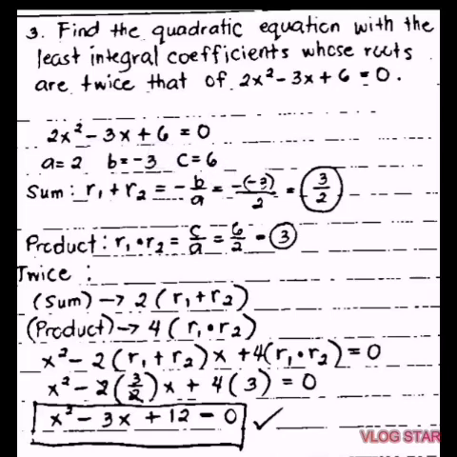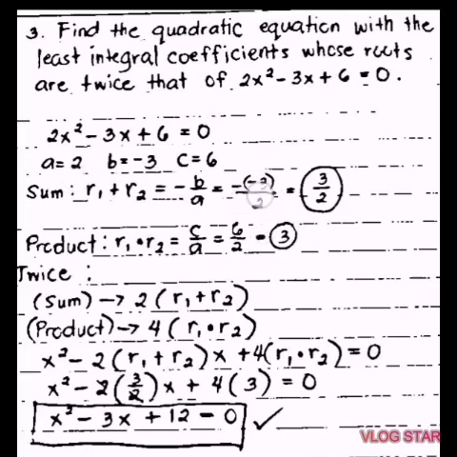And then after writing all the values, write the sum represented by r sub 1 plus r sub 2 equals negative b over a equals, substitute the negative sign and then the value of b, which is negative 3, over the value of a, which is 2.